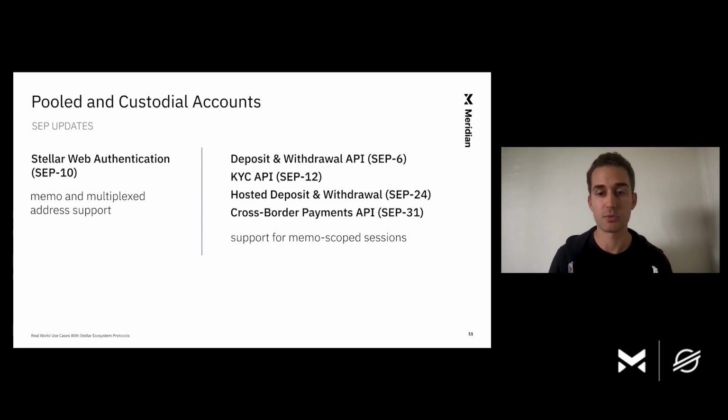And then finally, for cross-border payments, we also implemented a similar change where users could be KYC'd using memos or multiplexed addresses, and then they could be assigned on the back end and they could know who these users are with the same pooled account.